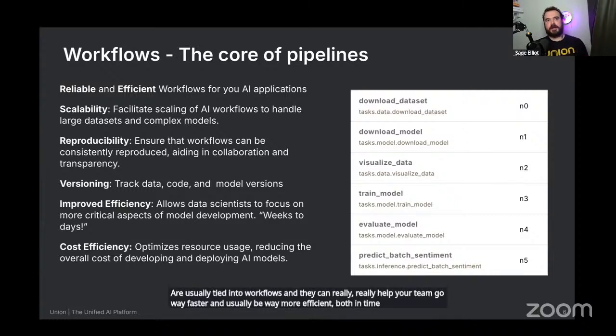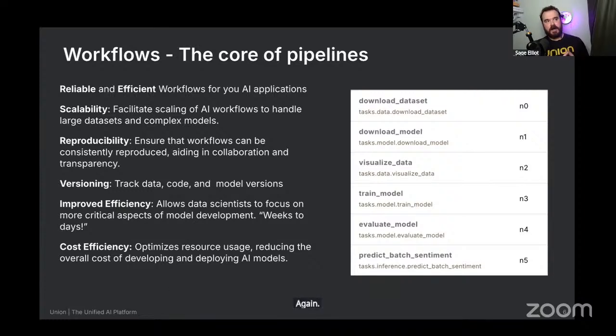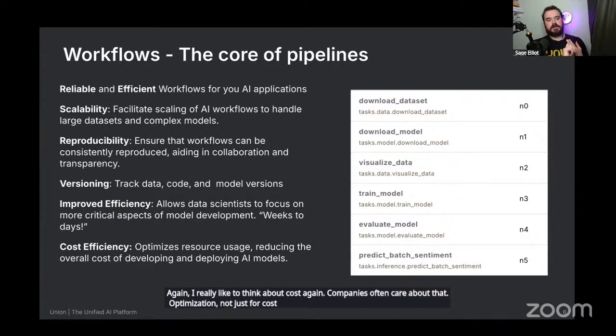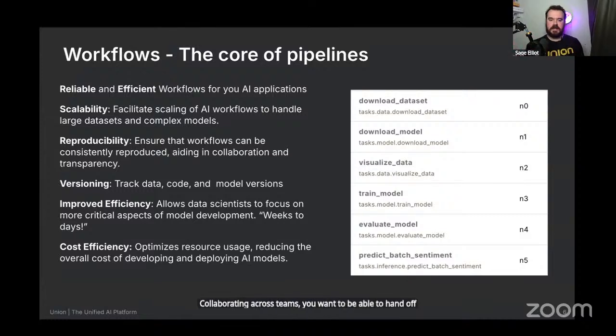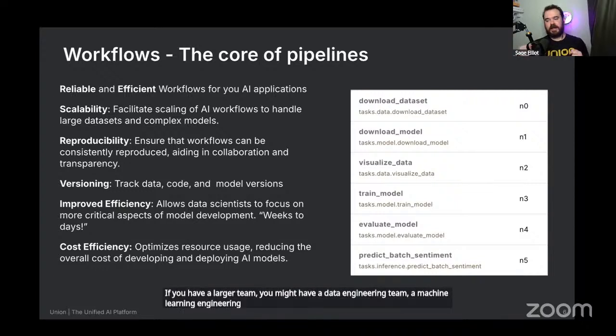So usually when I'm implementing or helping people implement these kinds of pipelines, again, I really like to think about cost. Again, companies often care about that. Optimization, not just for cost, but also for developing and deploying models. Collaborating across teams, you want to be able to hand off artifacts easily from team to team. If you have a larger team, you might have a data engineering team, a machine learning engineering team, and then also a shipping model kind of team.